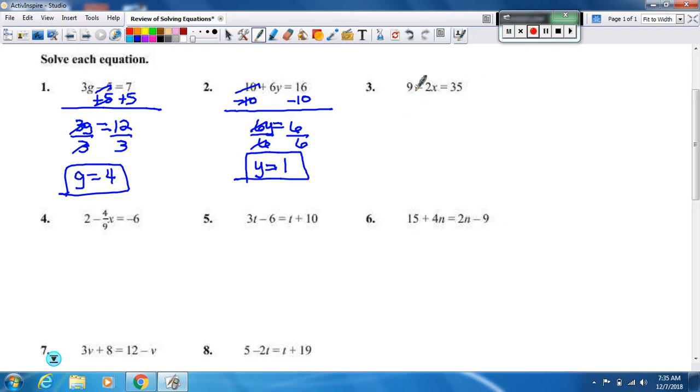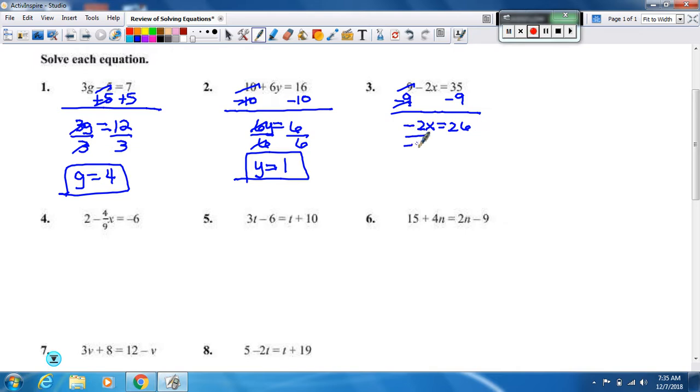This next one, I'm going to get rid of a positive 9, so the opposite of positive 9 is negative 9. So I have to subtract 9 from both sides. Opposites cancel. Negative 2x equals 35 take away 9 is 26.